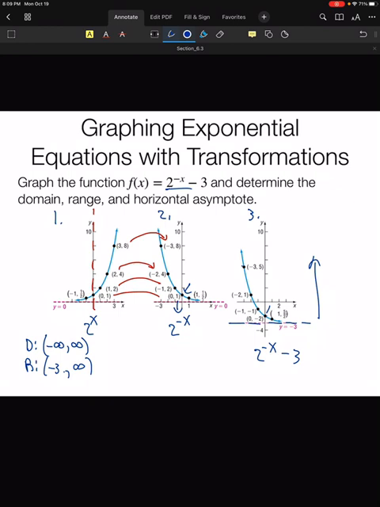And notice that I'm using parentheses and not brackets. That's because I never actually hit negative 3. I only get close to it. All right. And then the last one, the horizontal asymptote. That's the line where the function gets really close to it but doesn't actually touch. That line is y equals negative 3.